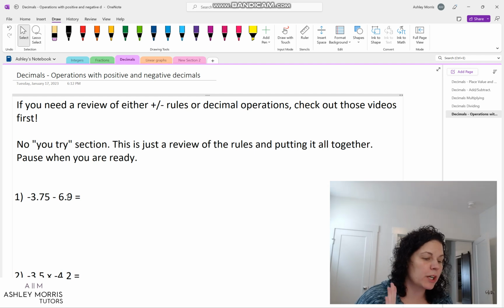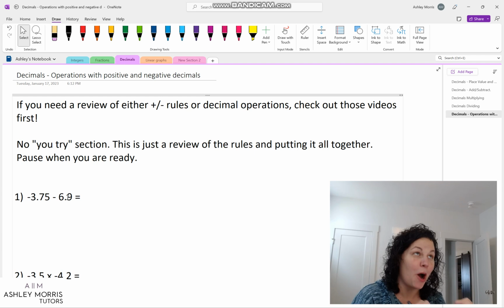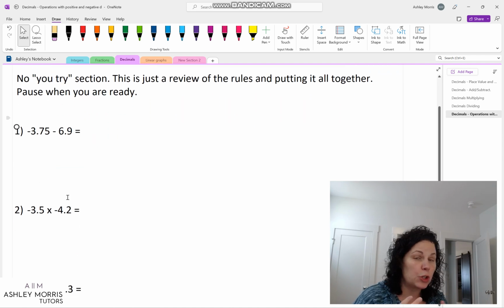And in this lesson, we're going to review a couple of things and put it all together. We're going to talk about operations with decimals, but we're going to use positives and negatives. So we have videos on positive and negative integers, and we have videos on all the decimal operations. So we're going to put them together in this video. If you're looking for specific positive and negative or decimal operation rules, please go check out those videos first. And this is a good review video.